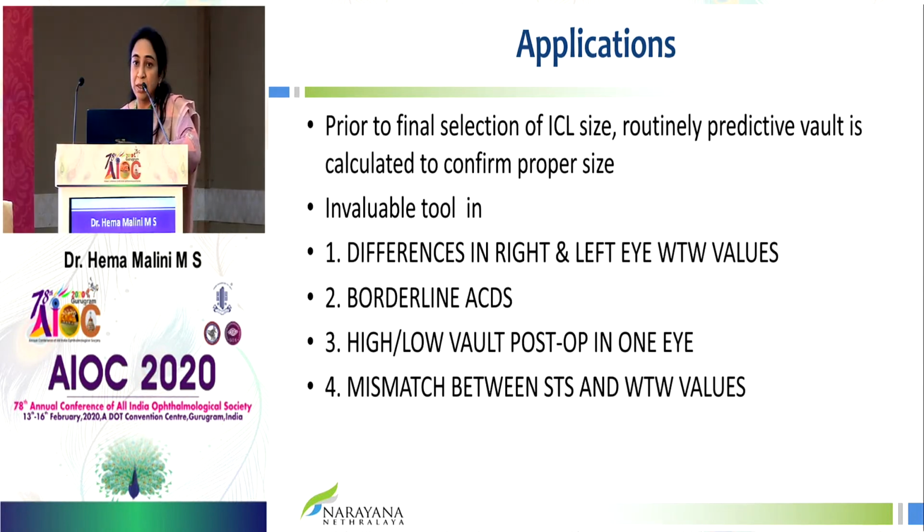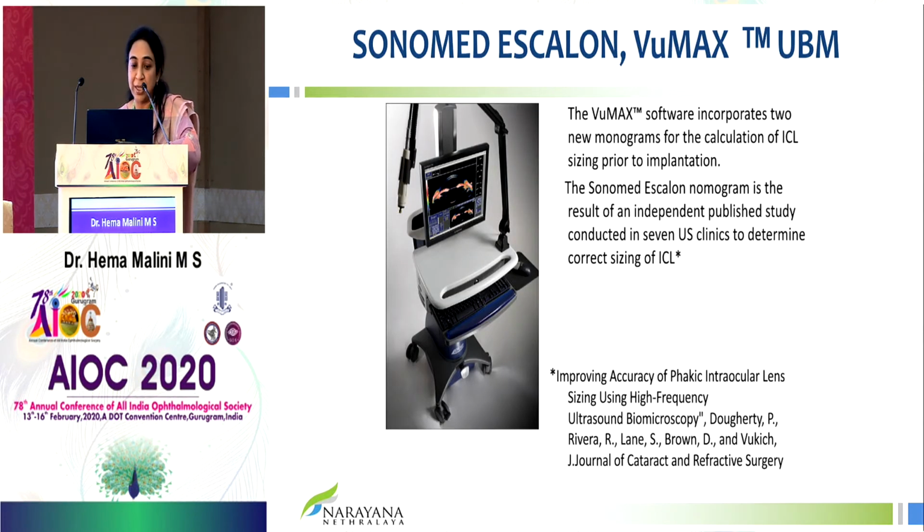So this is especially useful in situations where you have discrepancies in the right and left eye values, or when you have borderline ACDs, or you have ended up with a high or low vault in one eye and you're yet to plan the second eye, or whenever you find there is a large discrepancy in the STS and white to white values.